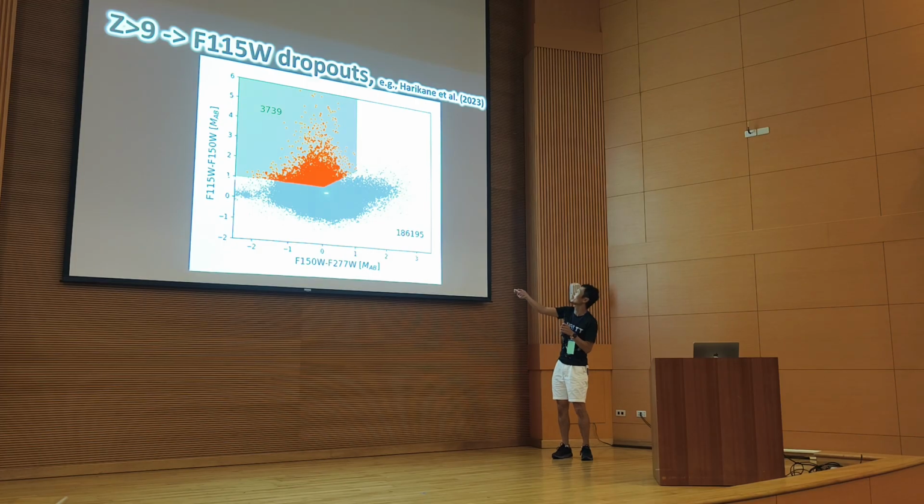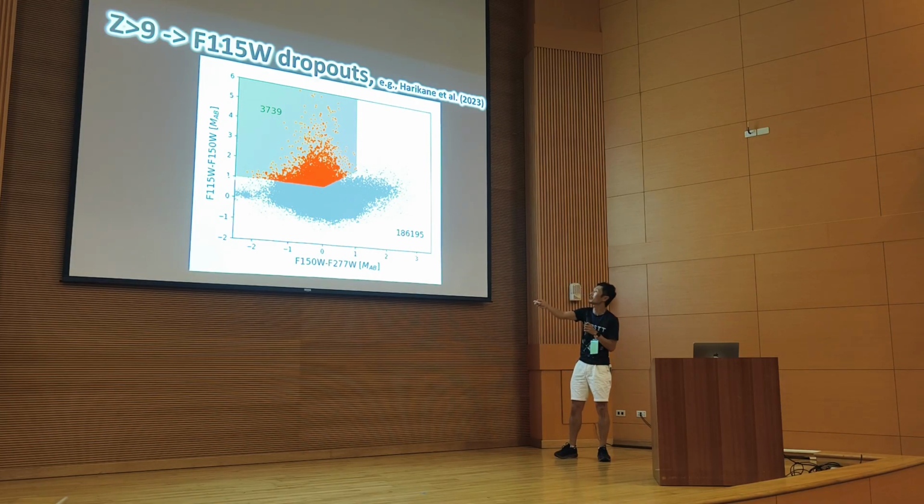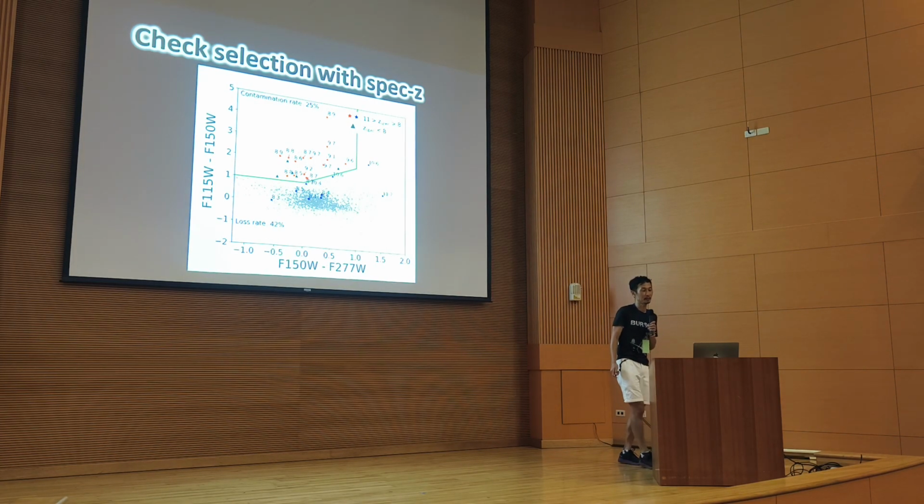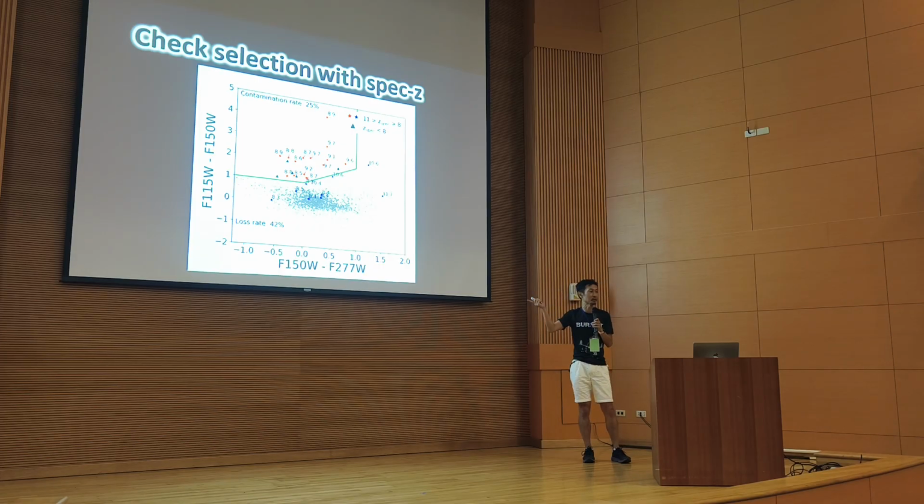So we use this example by Harikane-san, where the F115W dropouts come around here. The reviewer of our paper asked us to check if the selections are okay using JADES spectroscopic galaxies. And well, it's not perfect, but most of the redshift 8 and 9 galaxies are in this box. So that's good.